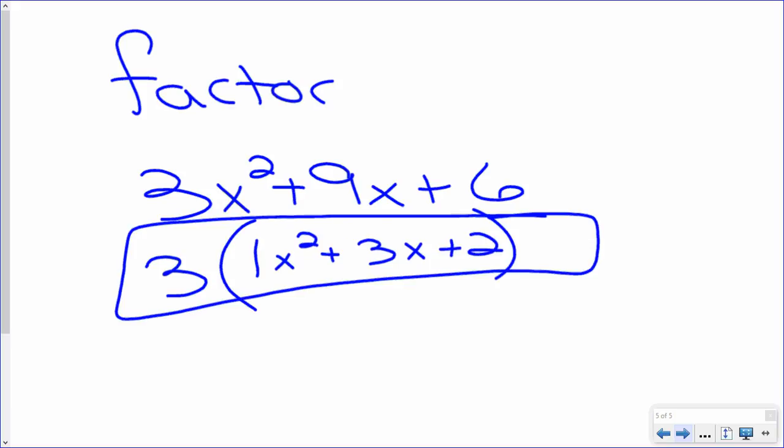Now, guys, I'd recommend checking your answer. Now, this is your answer, but if you run this back through with distributive property, you're going to get that top part again. And as long as you do, you're right.